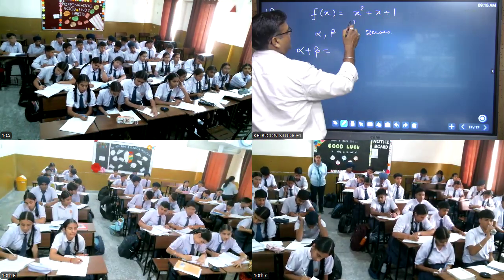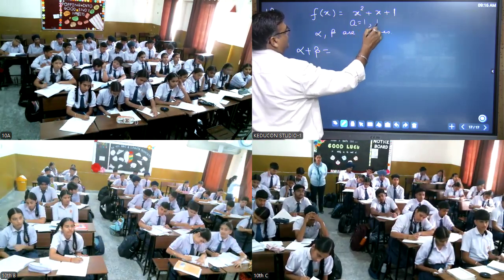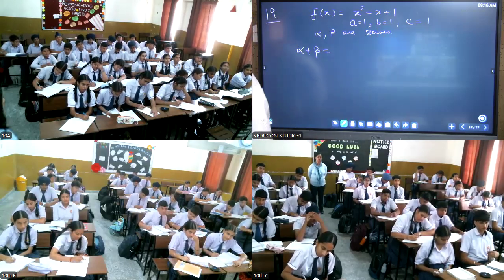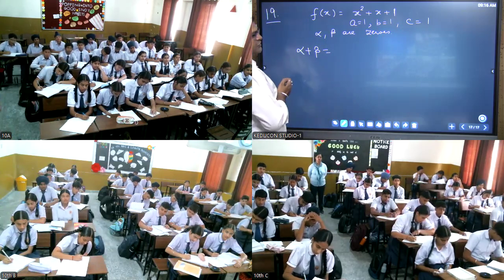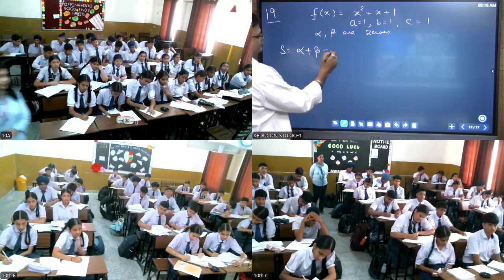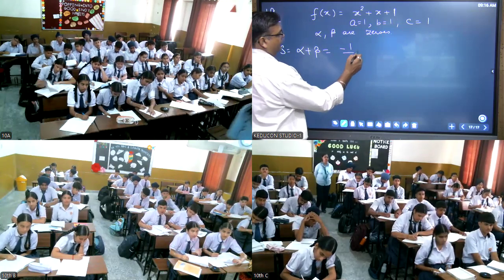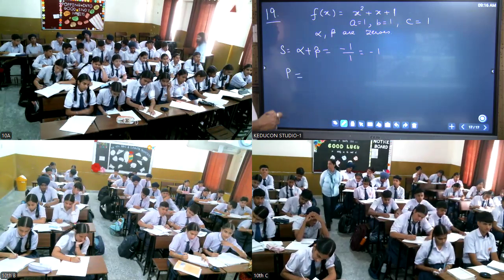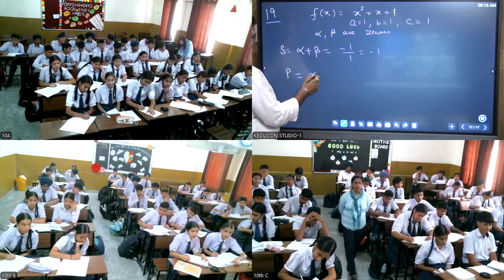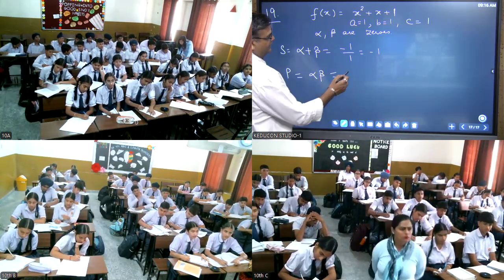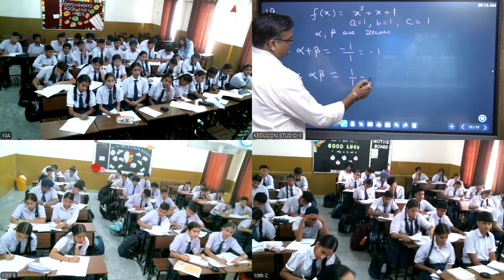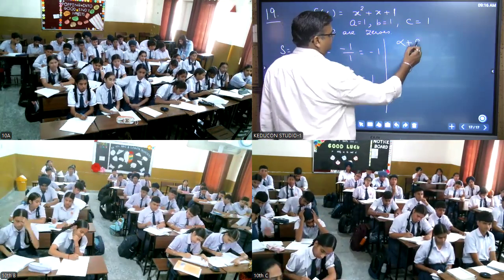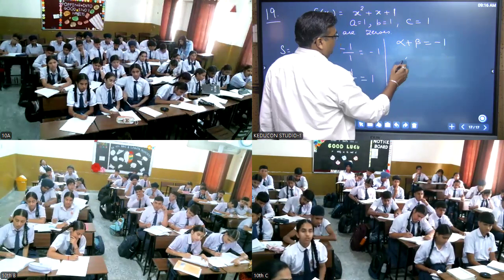What will be the sum of the zeros here? Minus 1. Let's compare, beta: the value of a is 1, b is also 1, c is also 1. Now what will be the sum of the zeros? Minus of 1 upon 1, that is minus 1. What will be the product of the zeros? Alpha multiplied by beta is c upon a, that is 1 upon 1, it will be equal to 1. Now you have two values, children: alpha plus beta is minus 1 and alpha beta is 1.